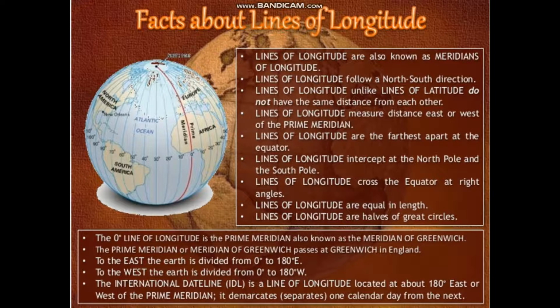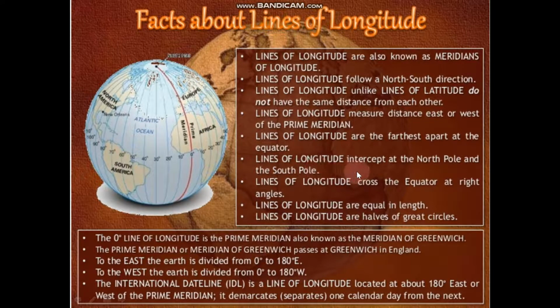Now, facts about lines of longitude. They are also known as meridians of longitude. They run from north to south. Alright. And lines of longitude measure distance east or west of the prime meridian. This is the prime meridian, red color. This is east and this is west.